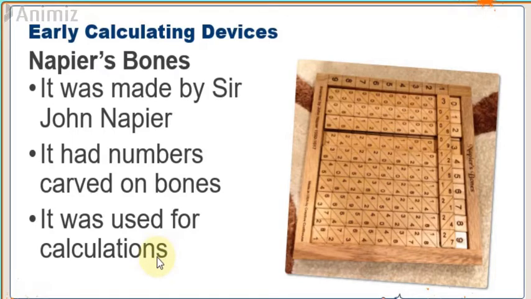It was called Napier's bones because it had numbers carved on bones or on strips of wood. Napier used wood or bones to carve numbers on. So it was called Napier because of his name, and bones because he carved numbers on bones or wood. It was also used for calculations like subtraction, addition, division, and to find the square root of a number, as well as for performing simple calculations.